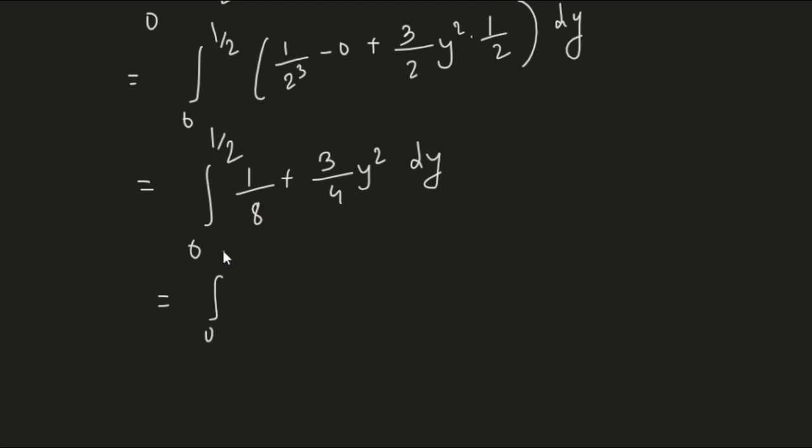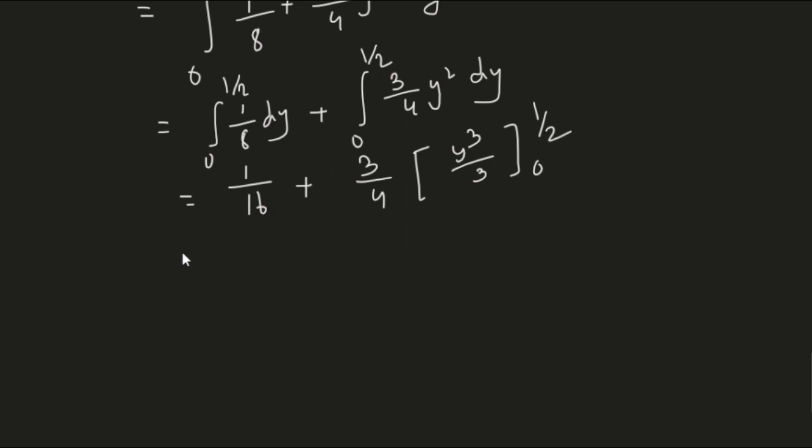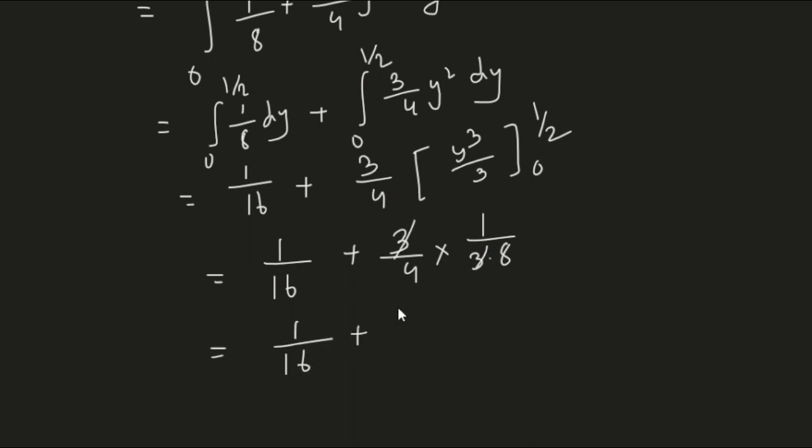Therefore it becomes the integral from 0 to 1 by 2 of 1 by 8 dy plus the integral from 0 to 1 by 2 of 3 by 4 y squared dy. Now the integral of 1 by 8 dy from 0 to 1 by 2 is simply 1 by 16, and for this one 3 by 4 comes outside, and the integration of y square is y cube by 3, from 0 to 1 by 2. So let us do this: 1 by 16 plus 3 by 4 multiplied by 1 by 3 into 8, and the 3 is cut off, so it becomes 1 by 16 plus 1 by 32. On simplifying, this is 3 by 32, which is the answer for the question.